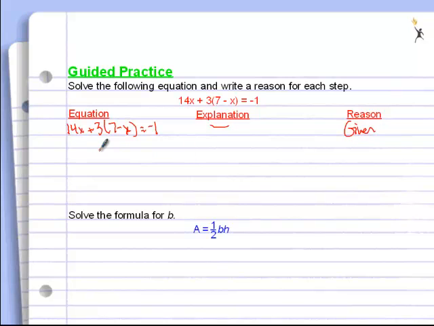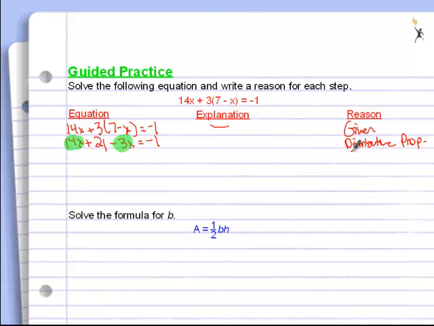Now, the first thing I'm going to do is I want to simplify, but I can't because I've got this problem right here. I need to use the distributive property to get rid of this. And when I do that, I get 14x plus 3 times 7, which is 21, minus 3 times x, which is 3x. And I just drop down the negative 1 because I didn't do anything with it.